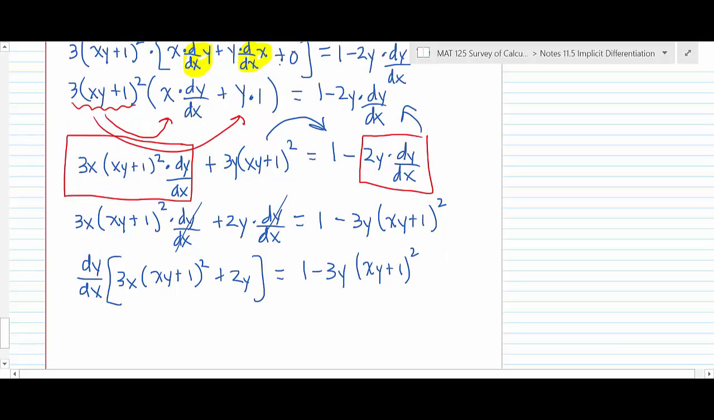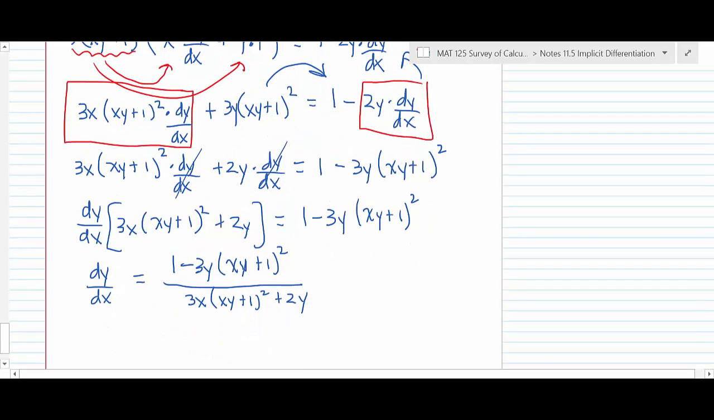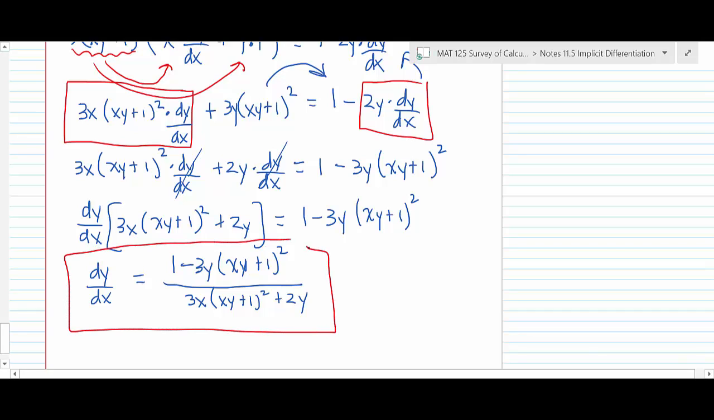Okay, what's the last step? Divide by this mess. See, that's something times something, so you divide by the whole thing. Now, you can do this step in your head, because once you divide by that term, you're going to have the answer. You'll have dy over dx equals 1 minus 3y, (xy plus 1) to the second, all over 3x, (xy plus 1) to the second, plus 2y. Now, there ain't going to be any simplifying on that one. We're done.